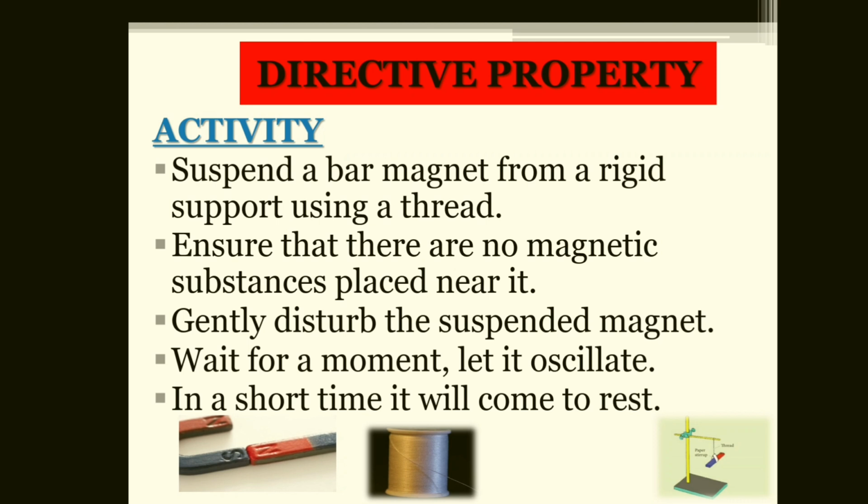So we are performing an activity to understand the directive property of a magnet. We are suspending a bar magnet from a rigid support using a thread, and we should make sure that no other magnetic substances are near that bar magnet. Now we are gently disturbing the suspended magnet and waiting for a moment. It is oscillating, moving front and back. In a short time it will come to rest.